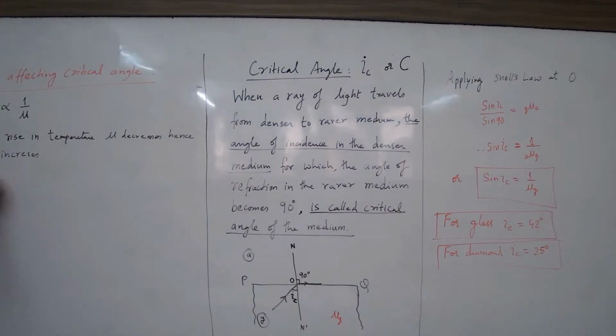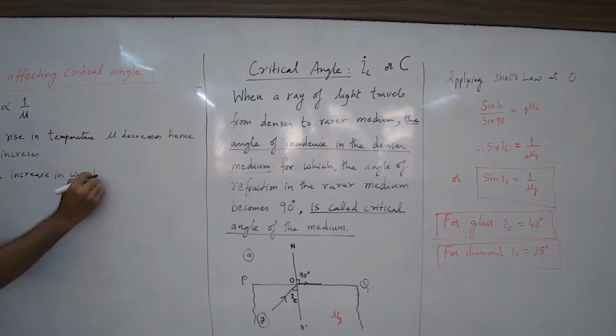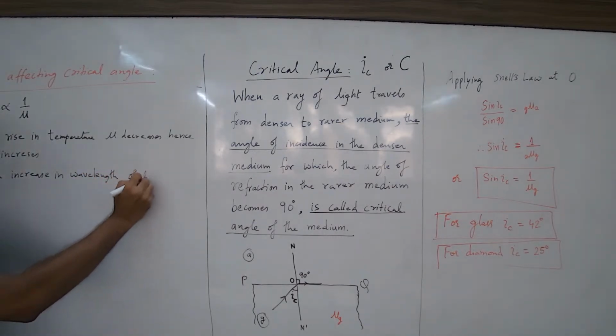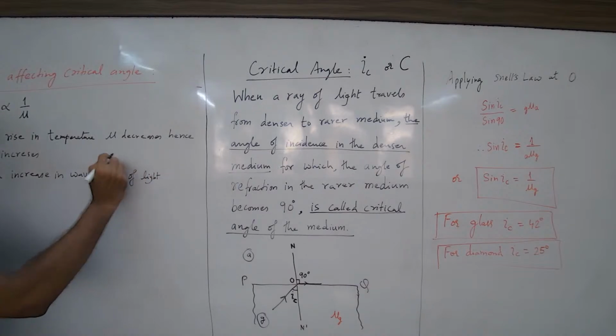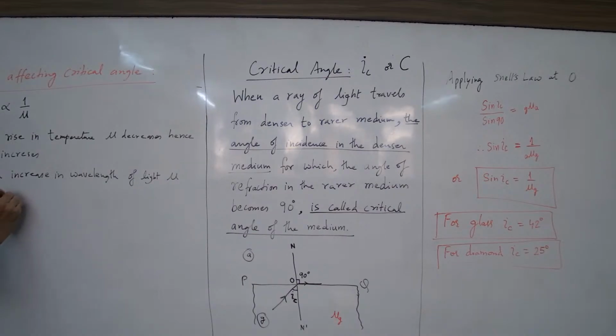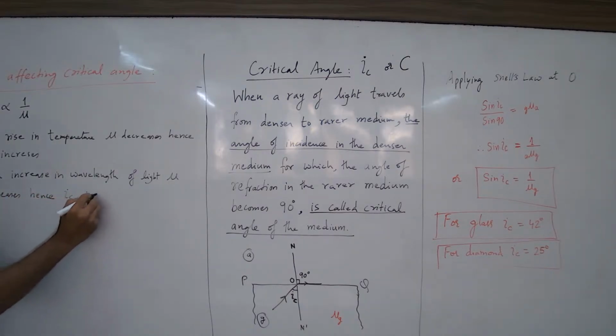With increase in wavelength of light, what happens? Mu decreases. Hence, critical angle increases.